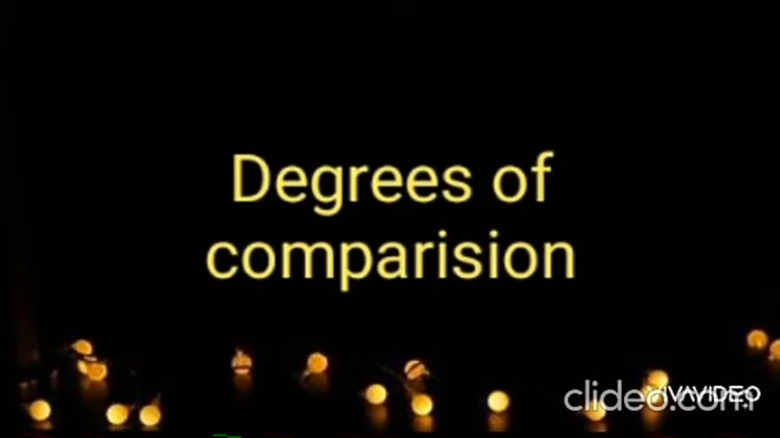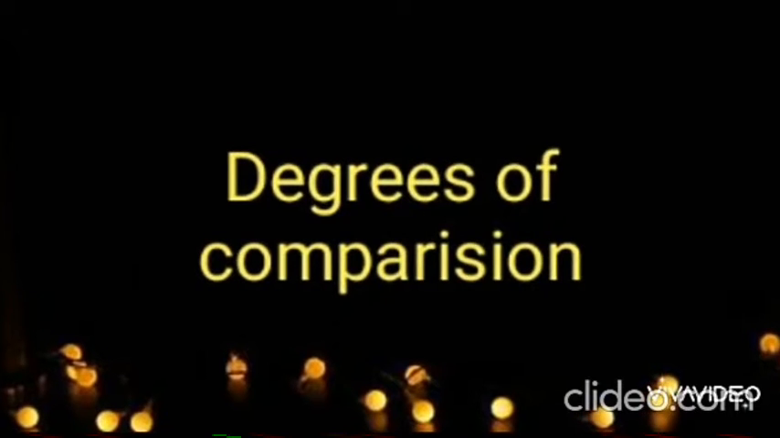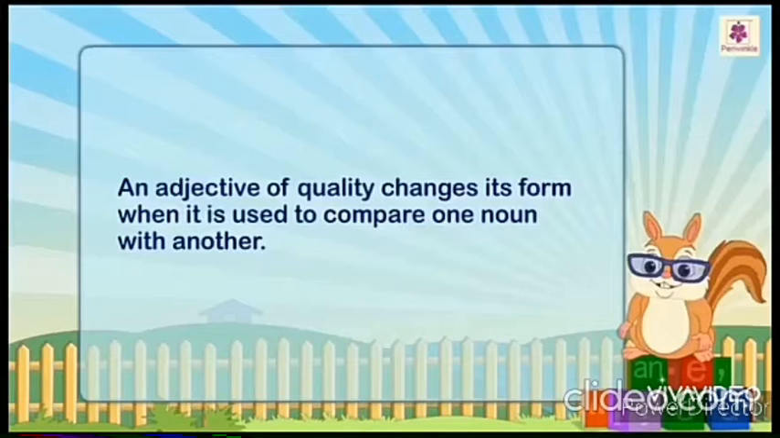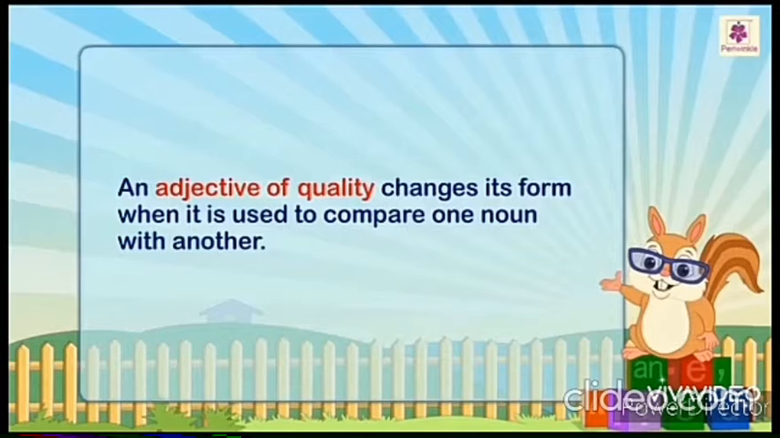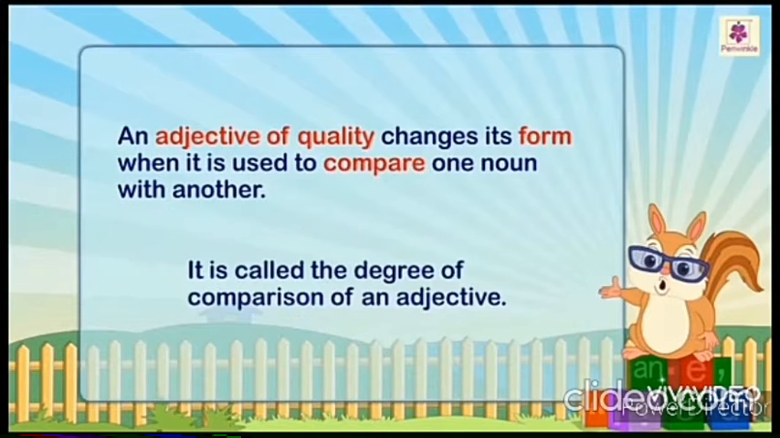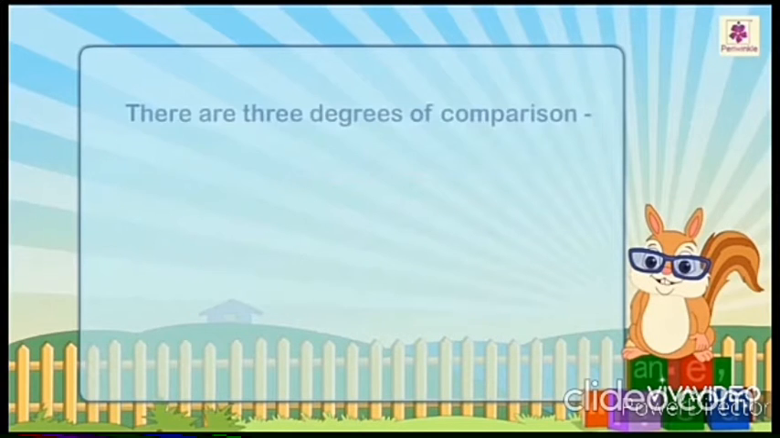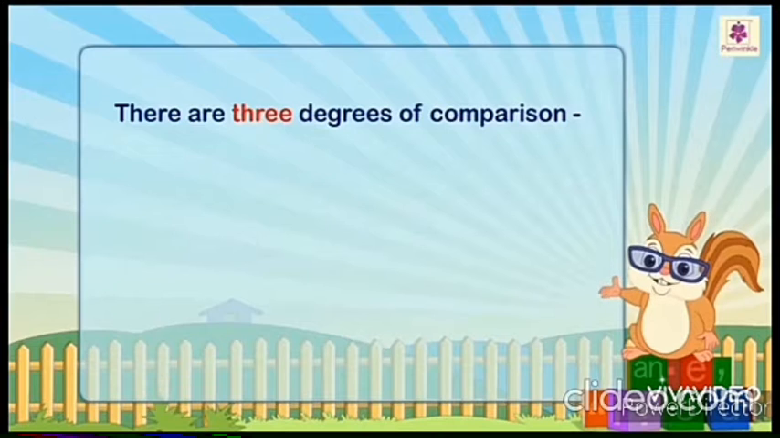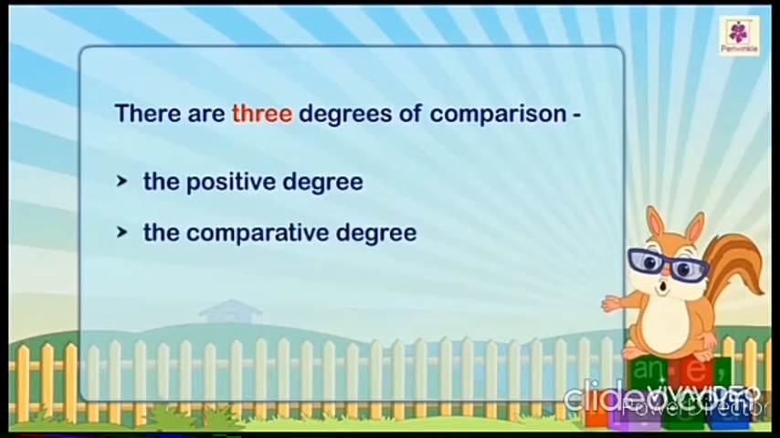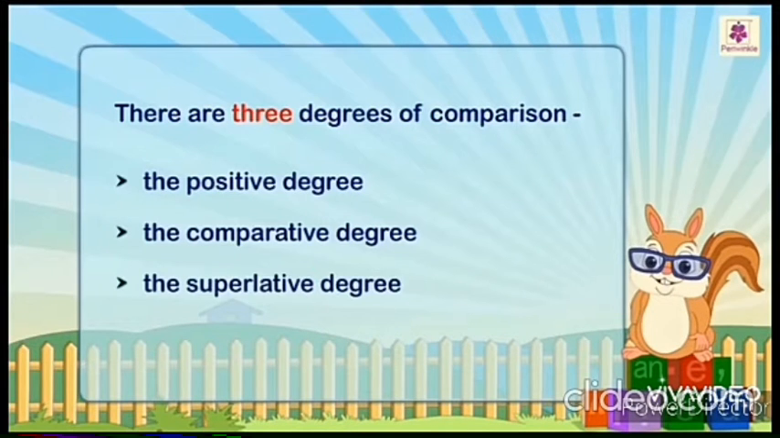Let's learn degrees of comparison today. An adjective of quality changes its form when it is used to compare one noun with another. It is called the degree of comparison of an adjective. There are three degrees of comparison: the positive degree, the comparative degree, and the superlative degree.